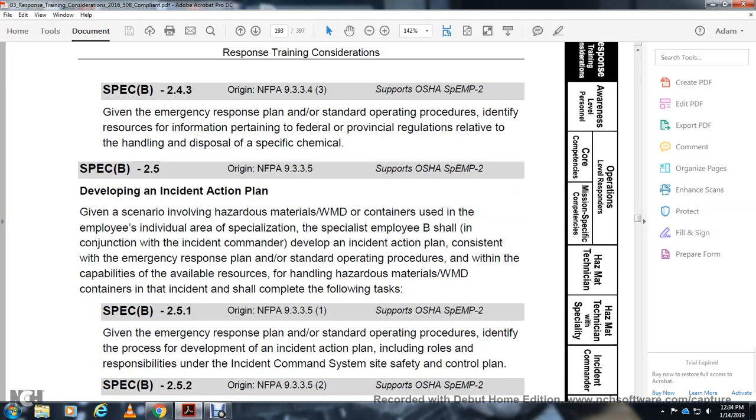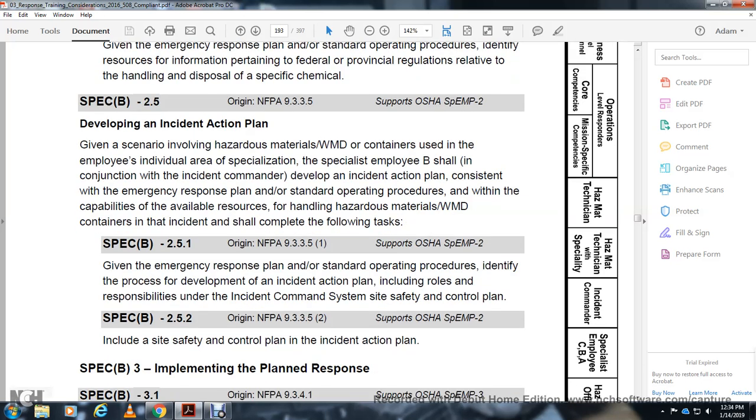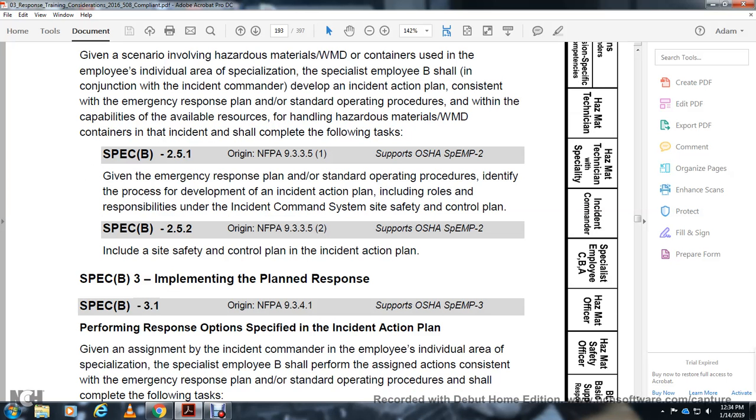The employee shall complete the following tasks. Given the emergency response plan and standard operating procedure, the incident action plan, and the role of the response within the incident command system, develop the safety and control plan, and include the site safety and control plan with the incident action plan, implementing the response plan.